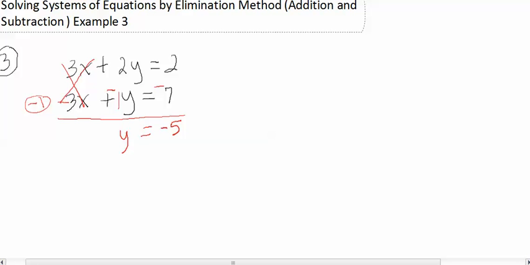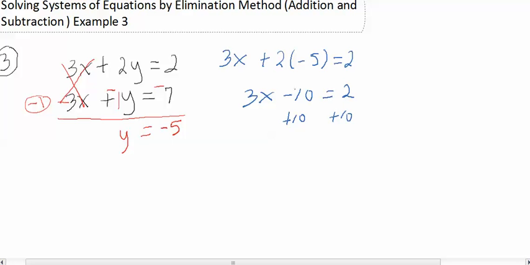So now I'm going to take this negative 5 and plug it into one of the equations. Now again, I'm going to go ahead and just choose the top one because I believe the top one will be easier. So I have my 3x plus 2 times negative 5 is equal to 2. So now I have my 3x, 2 times negative 5 is negative 10, is equal to 2. Get my x by itself, so I'm going to add 10 to both sides. That made it a 0 here.